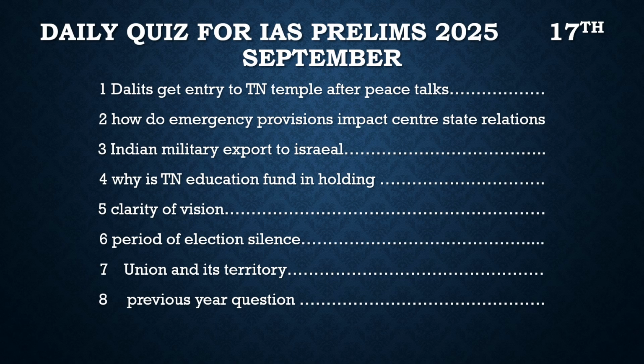So with respect to this, we will solve a prelims based question on the genocide itself, and get more idea about the article. Then there was another article in the news, about why the Tamil Nadu education fund is being withheld. We had already discussed this article.